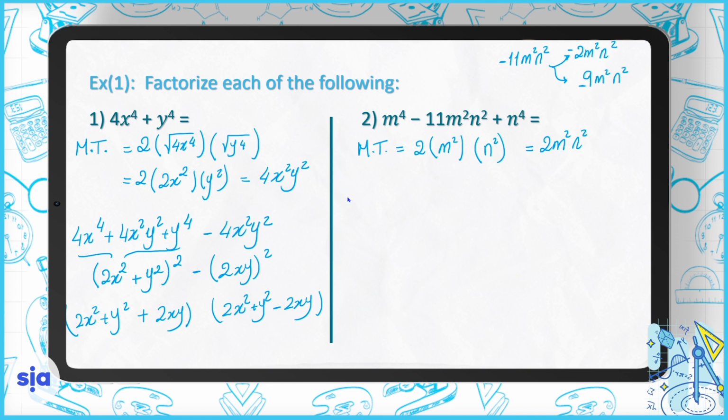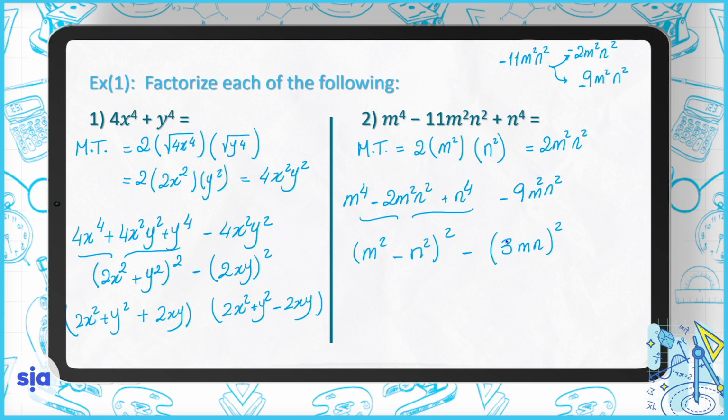So to rewrite this, it's m power 4 minus 2m squared n squared plus the n power 4, and then we put the minus 9m squared n squared. These three terms are forming a perfect square as (m squared minus n squared) all squared minus, and the 9m squared n squared is (3mn) all squared.